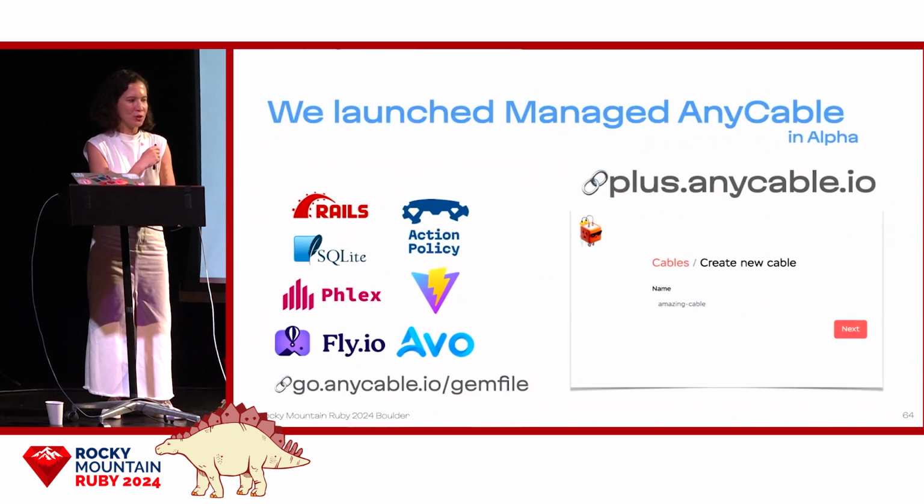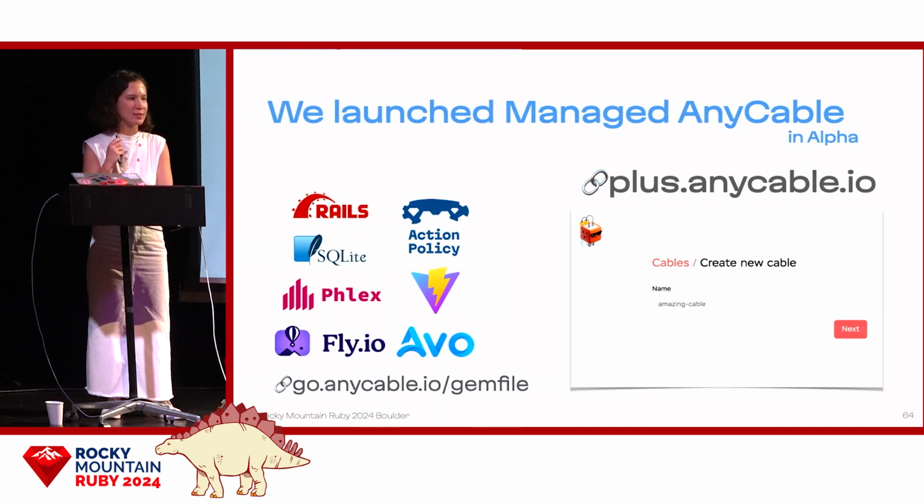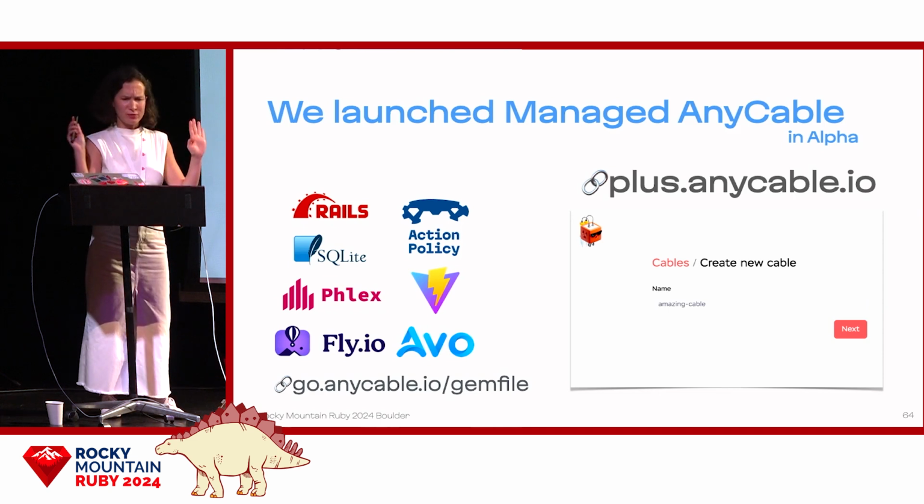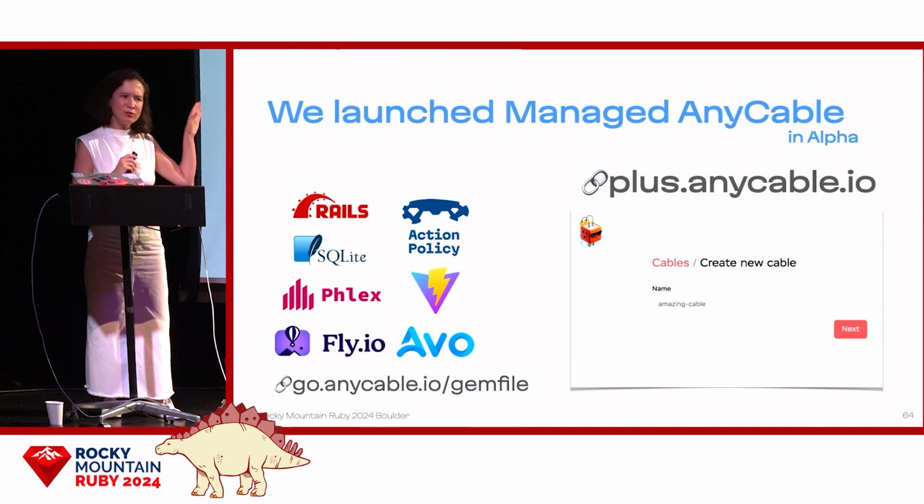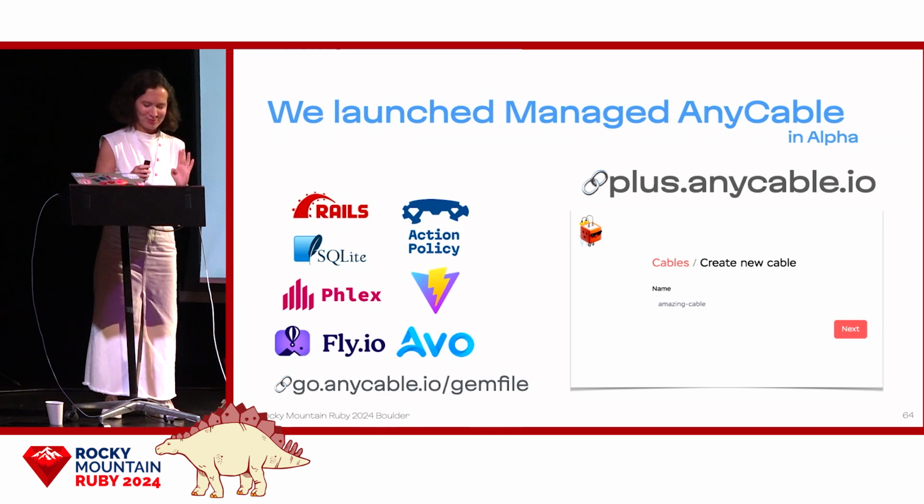So this is the stack we used: SQLite, Flex, Fly.io, Vite, Action Policy, and Avo. And we built a managed service in alpha. We are not billing for it yet. But basically, you can spin up instances of AnyCable and use them in your, let's say, staging environment.